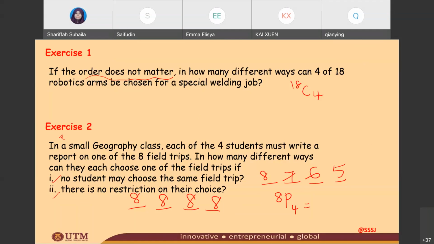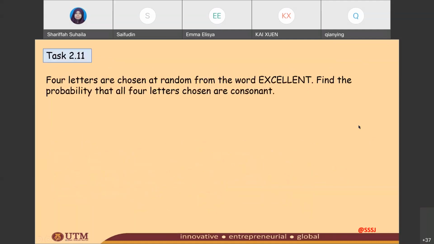Kita tengok yang lain pula. Okay, yang lain tu boleh cuba dulu. Kita tengok this one. So again, this one, 4 letters are chosen at random from the word excellent. Find the probability that all 4 letters chosen are consonants.